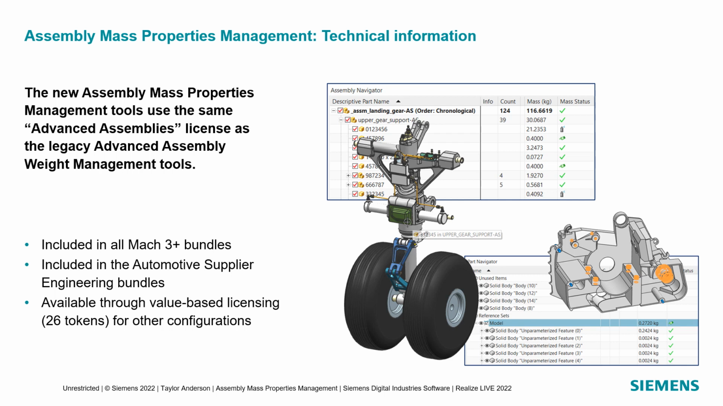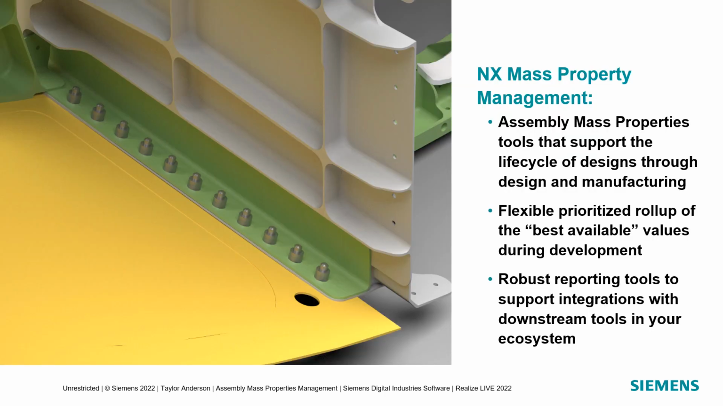So for customers who've had this Advanced Assemblies license historically, again, no incremental cost here. There's a brand new set of tools that are awesome that you are getting as part of that maintenance or subscription. These are included in our most popular Mach 3 bundles and above, and they're also available in some other bundles. Also available through the value-based licensing token pool as well, as you can see here. So I hope you'll enjoy using these.